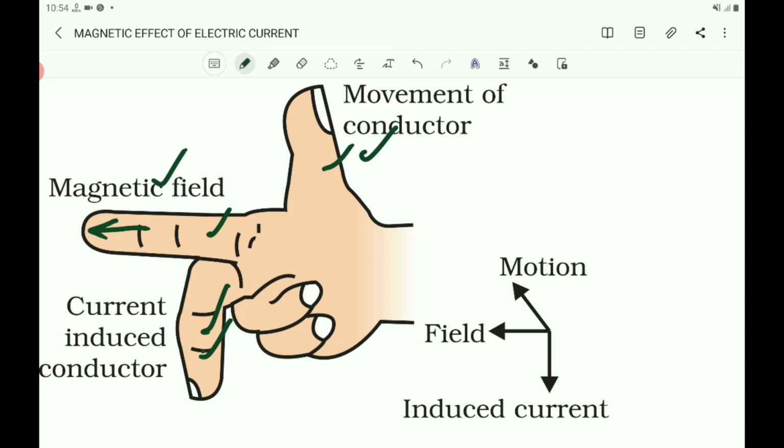Here, what is Fleming's right hand rule? Stretch the thumb, forefinger and middle finger of the right hand so that they are perpendicular to each other. If the forefinger indicates the direction of the magnetic field and the thumb shows the direction of motion of the conductor, then the middle finger will show the direction of induced current. See here, motion of the conductor, magnetic field and induced current. They are perpendicular to each other.